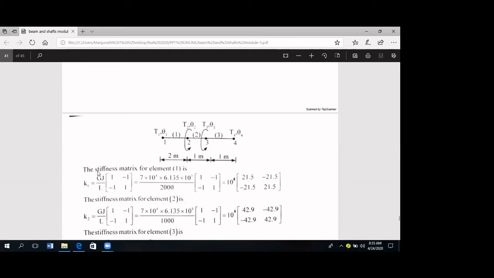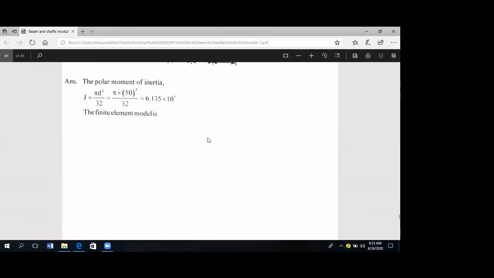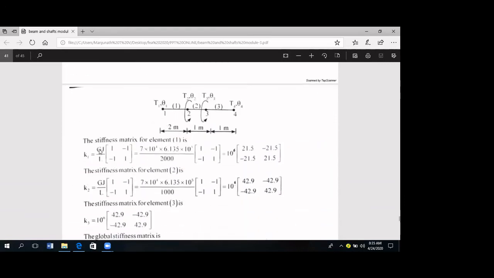Okay, so the stiffness matrix for element number 1: first we consider the stiffness matrix K, which is equal to GJ by L times [1 -1; -1 1]. For the first element it becomes K1, which is equal to GJ by Le1 times [1 -1; -1 1]. Just substitute the values. GJ is common for all the elements, because only one value is given, meaning the overall shaft has the same material. So GJ will be the same for all three elements. Only the element length is going to vary.